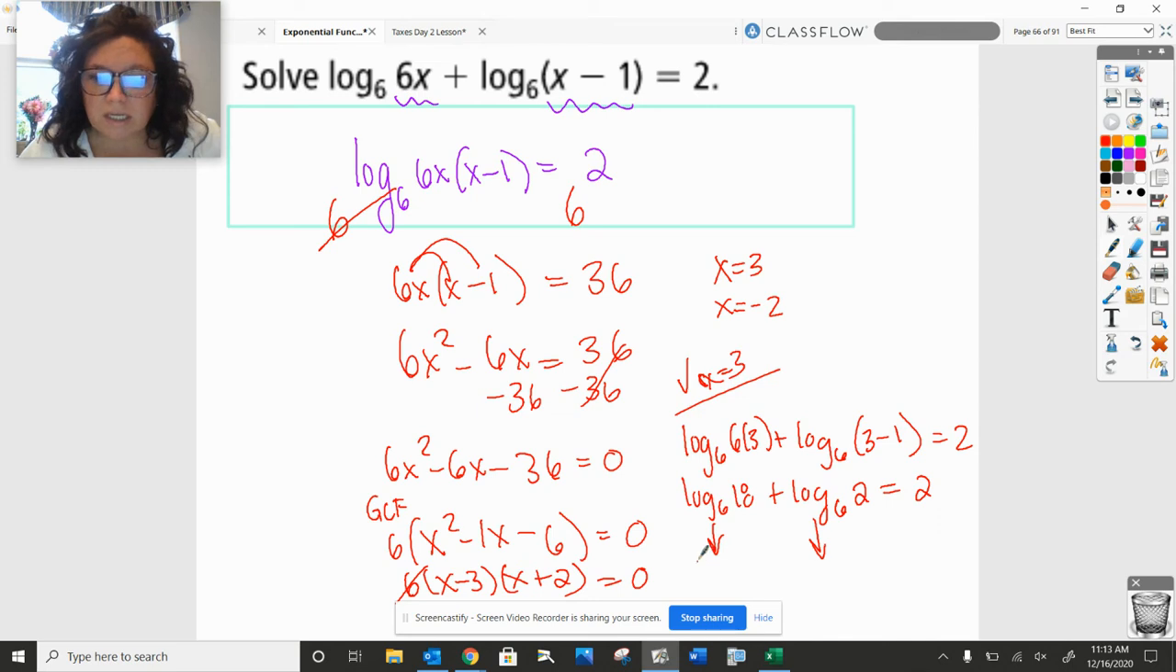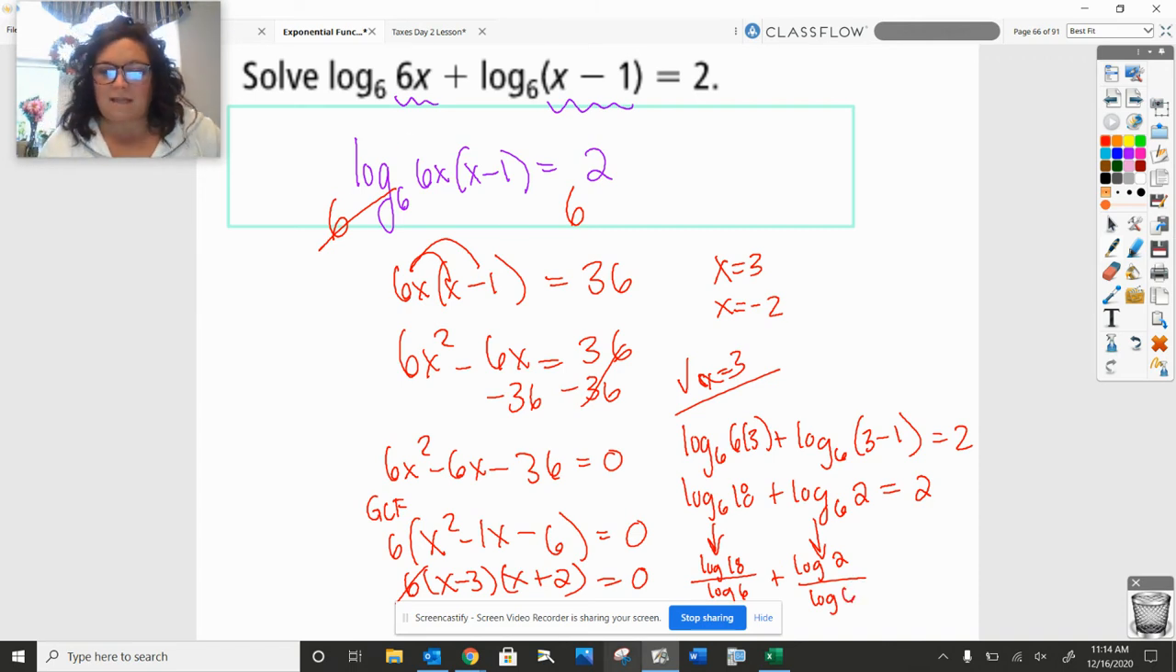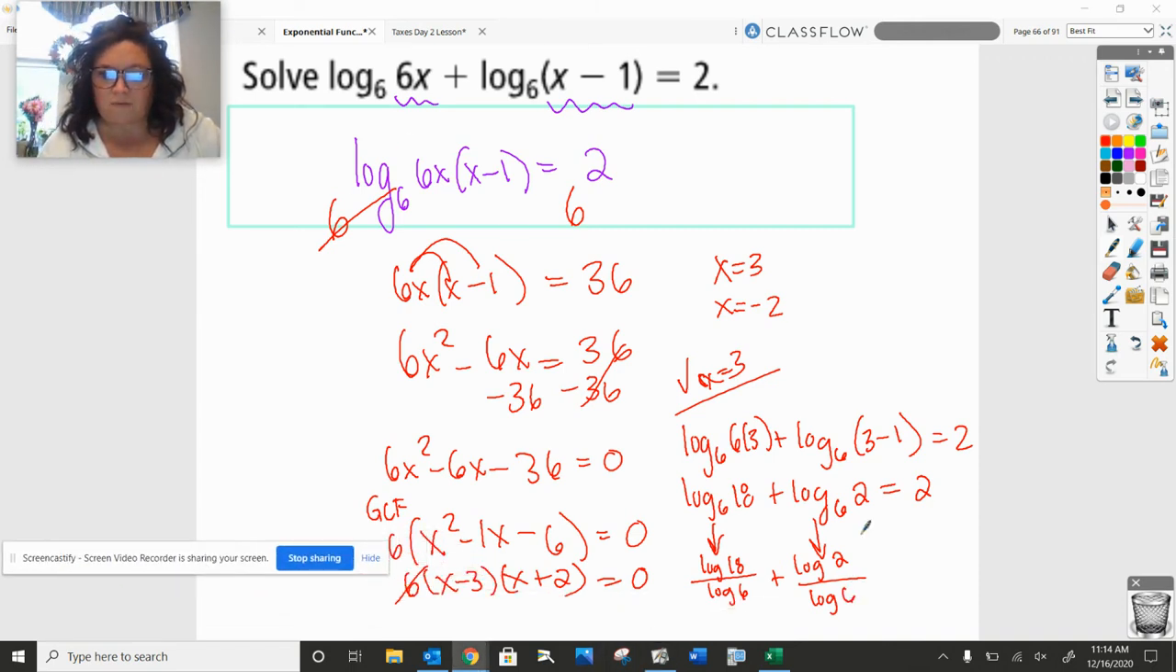We can use our change of base theorem, which means log 18 over log 6. I'll figure out what that number is. And then log of 2 over log 6. And I'll see when I add those two decimals together if I get about 2.